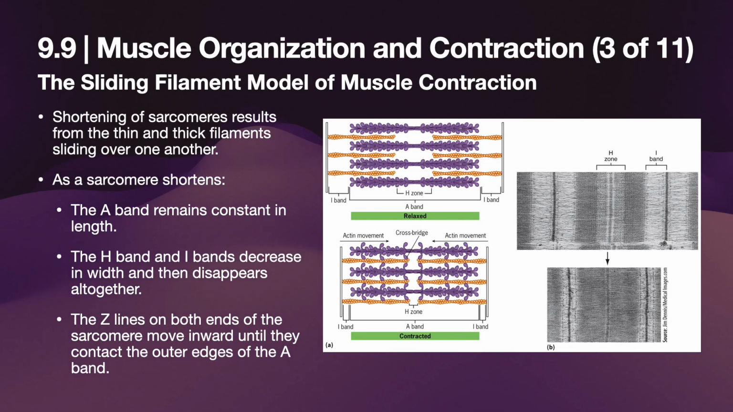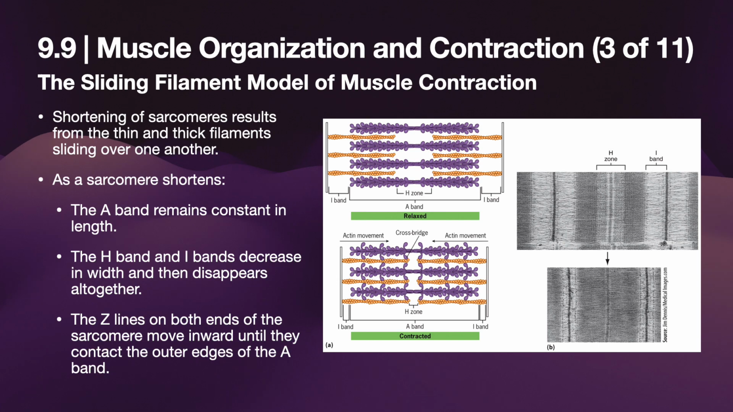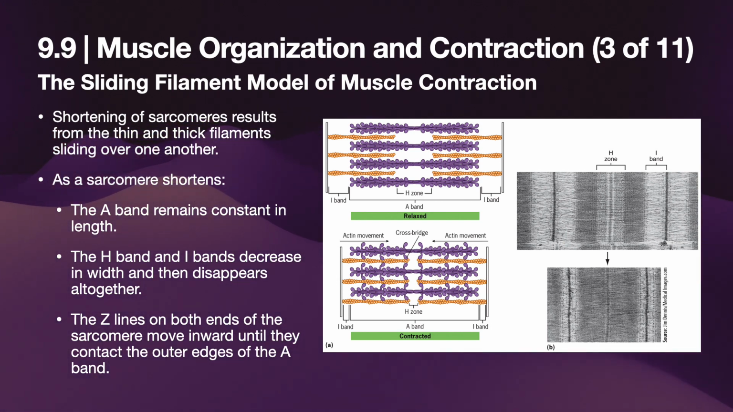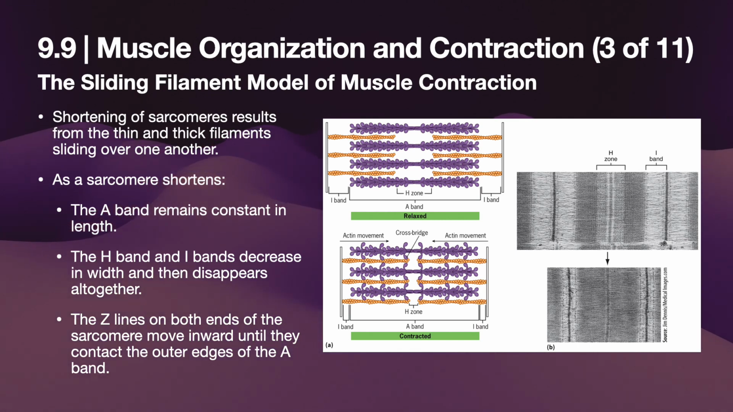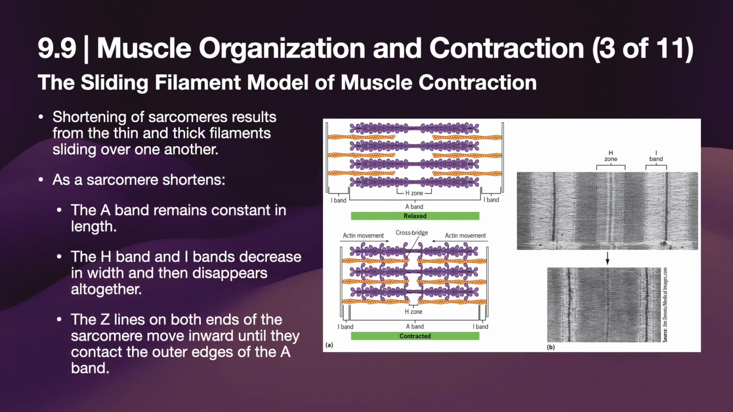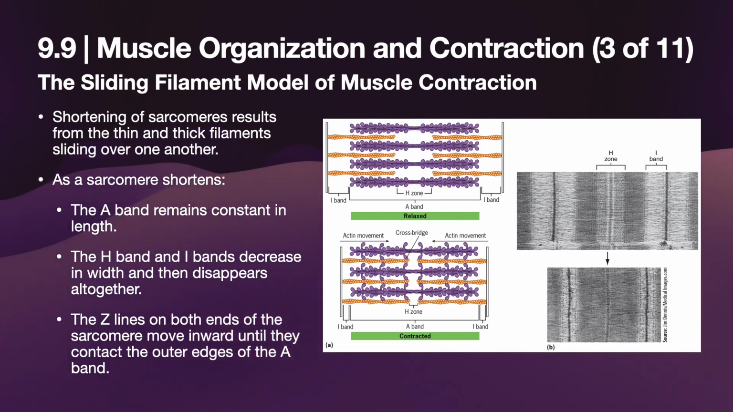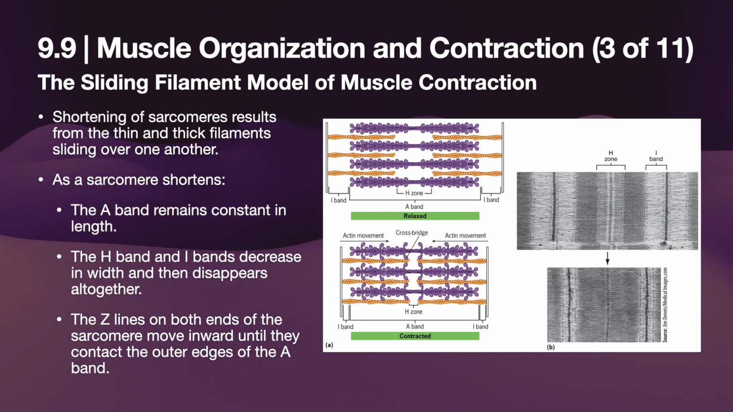Then there's the sliding filament model of muscle contraction. Shortening of the sarcomeres results from the thin and thick filaments sliding over one another. As a sarcomere shortens, the A-band remains constant in length. The H-band and I-bands decrease in width and then disappear altogether. The Z-lines on both ends of the sarcomere move inward until they contact the outer edges of the A-band.